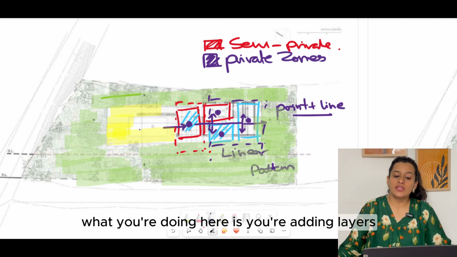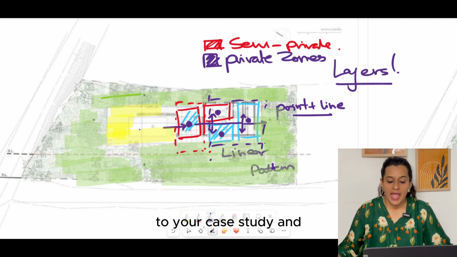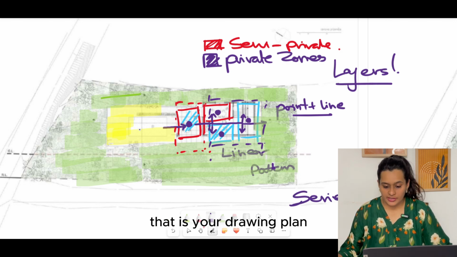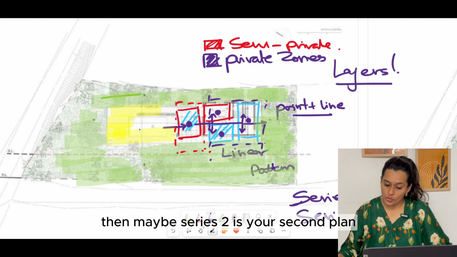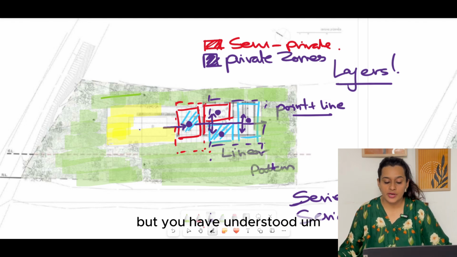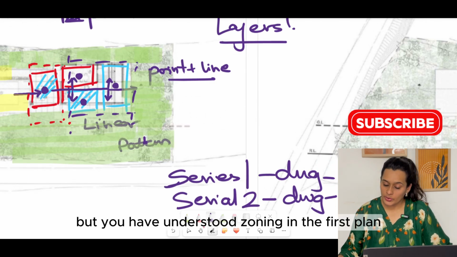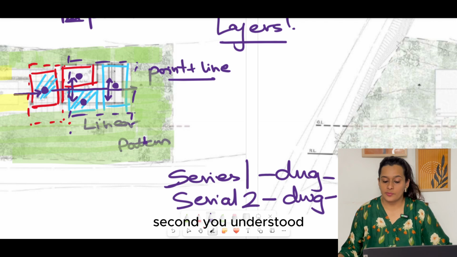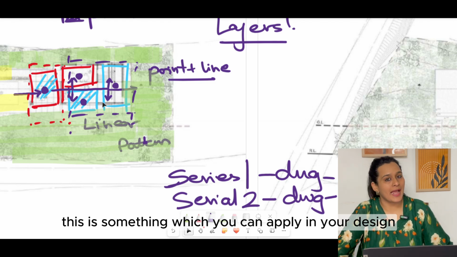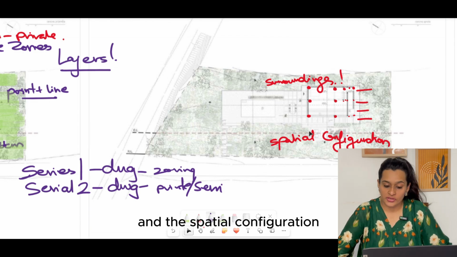So what you're doing here is adding layers to your case study, and you could show a series of maps. Series 1 is your drawing plan. Then maybe series 2 is your second plan, which is also the drawing, but you have understood zoning in the first plan. Second, you understood private and semi private spaces. This is something which you can apply in your design as well. Here you understood the surroundings, the existing grid and the spatial configuration.